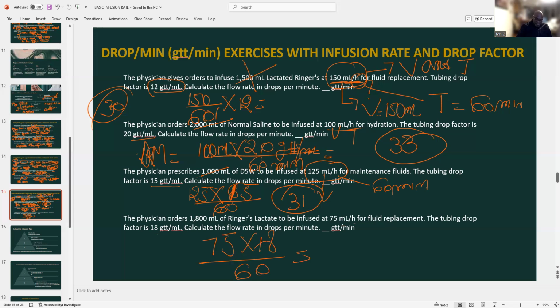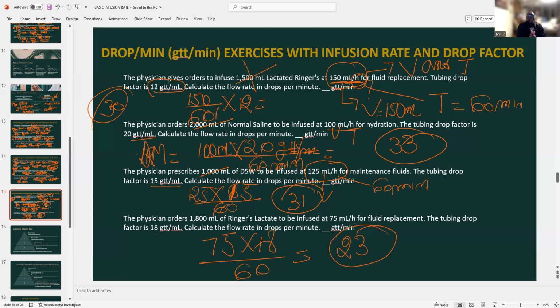75 times 18 divided by 16. So now you will have 23. It's 22.5, so once you round, you got 23. So this is how you can solve a drop per minute whenever they give you an infusion rate and drop factor. Remember, many times you will see solve for drop per minute, you got volume, and you got your time, and you got drop factor.